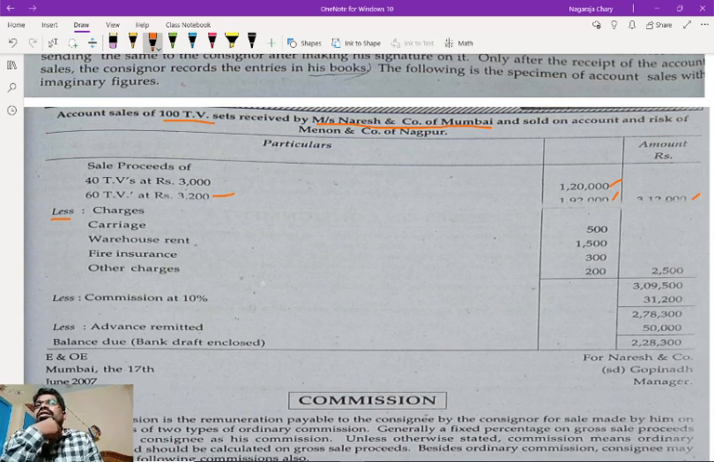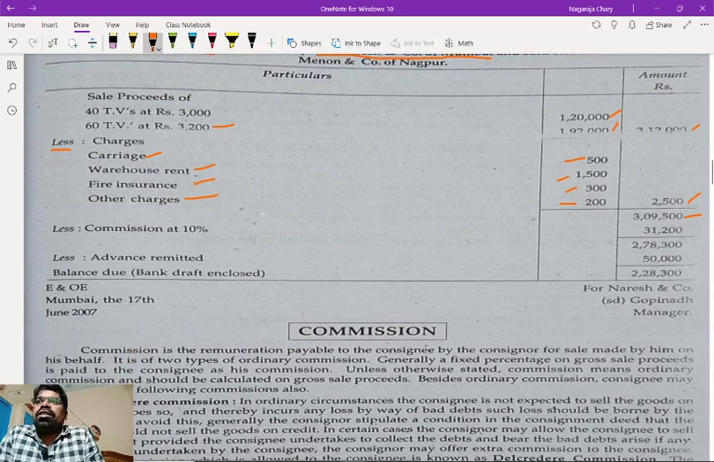What are the charges? Carriage, transportation, warehouse rent, fire insurance, and other charges. These are the expenditure incurred by the consignee. This expenditure is to be deducted from the gross sales. Then 2,500 is deducted, and we get this amount, 3,09,500. From that, commission is to be deducted.